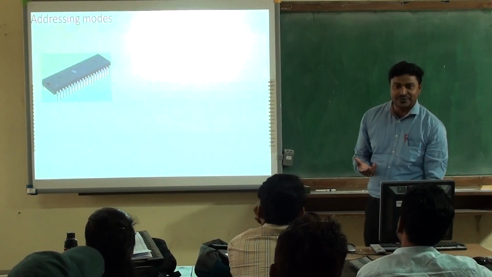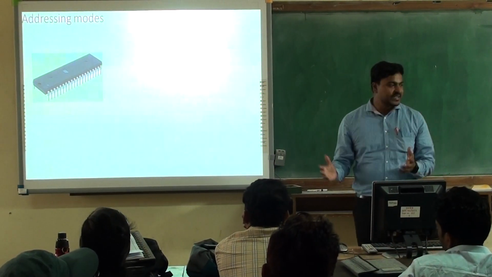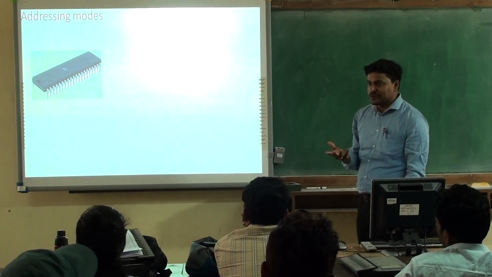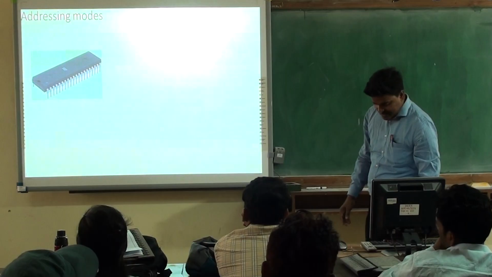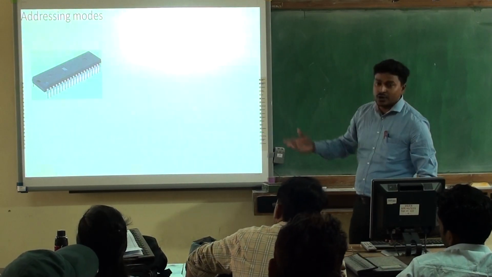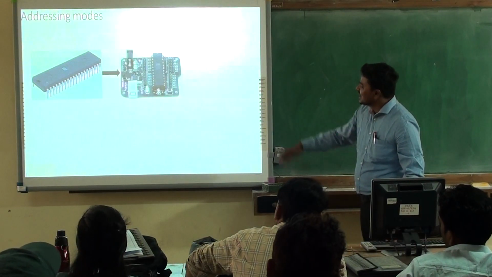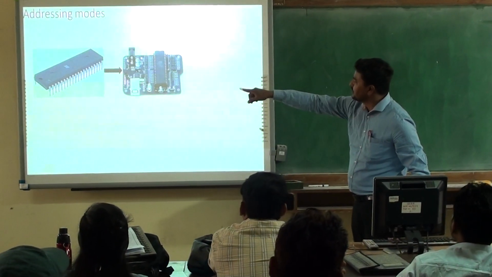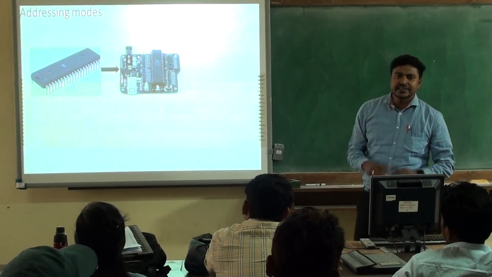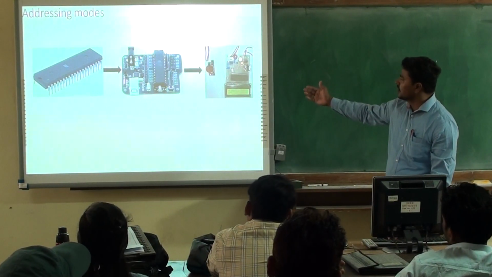So why do we need addressing mode? Today everything is going to be automatic, starting from your fridge to your washing machine, so we need to program the microcontroller. This is the picture of the microcontroller. It has 40 pins, as we already studied in the last session. This is the electronics board where the microcontroller has been embedded, and we need to program this board to get a specific application from it.